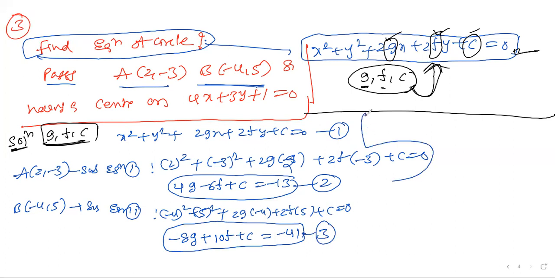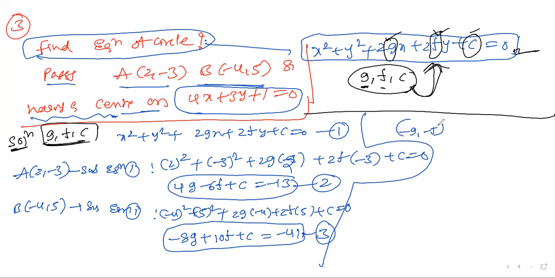Then one more thing they are telling: this circle equation has its center on this line equation. Therefore, what is the center? Minus g comma minus f. On which equation? 4x plus 3y plus 1. So I substitute minus g comma minus f in this equation because it is on this particular line.